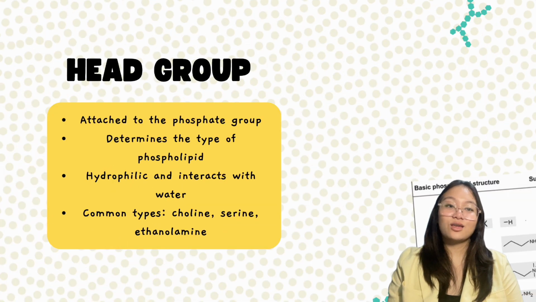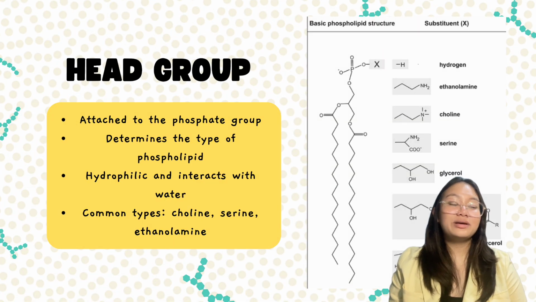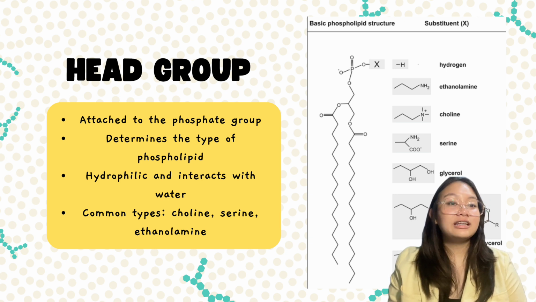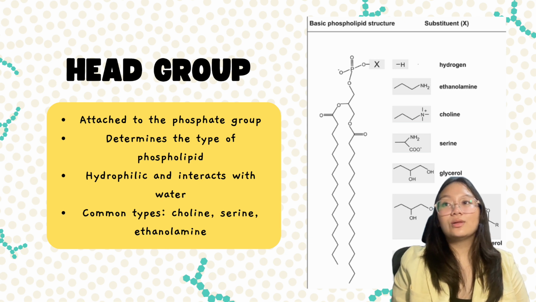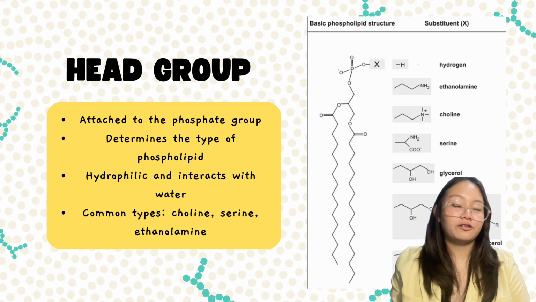And lastly, the head group. The head group is the final component. It is attached to the phosphate group. Different head groups include choline, serine, and ethanolamine. As you can see in this slide, there are different substituents for the head group.